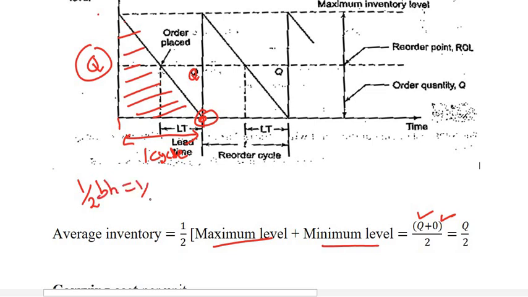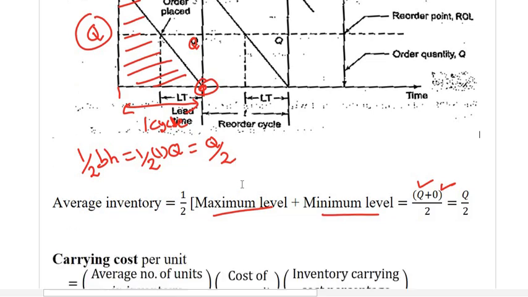The formula is B times H, where B denotes the breadth and H denotes the height. The breadth of this one is one time period, so we can place 1 instead of B, and the height of that one is Q quantity. Therefore, the average inventory becomes Q by 2.